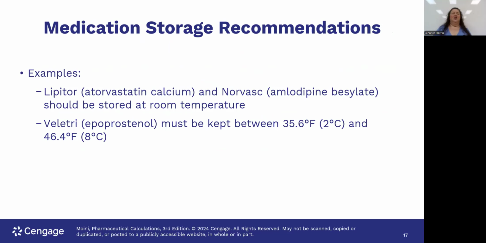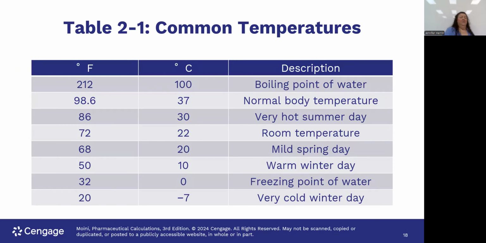Medication storage recommendations. Examples: Lipitor or atorvastatin calcium and Norvasc amlodipine besylate should be stored at room temperature, whereas Veletri or epoprostenol must be kept between 35.6 degrees Fahrenheit, that is 2 degrees Celsius, and 46.4 degrees Fahrenheit, or 8 degrees Celsius. We're given a table here, table 2.2-1 of common temperatures.